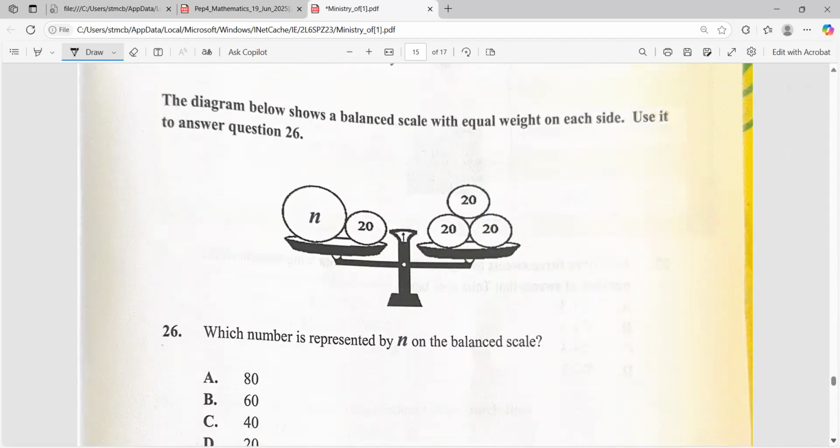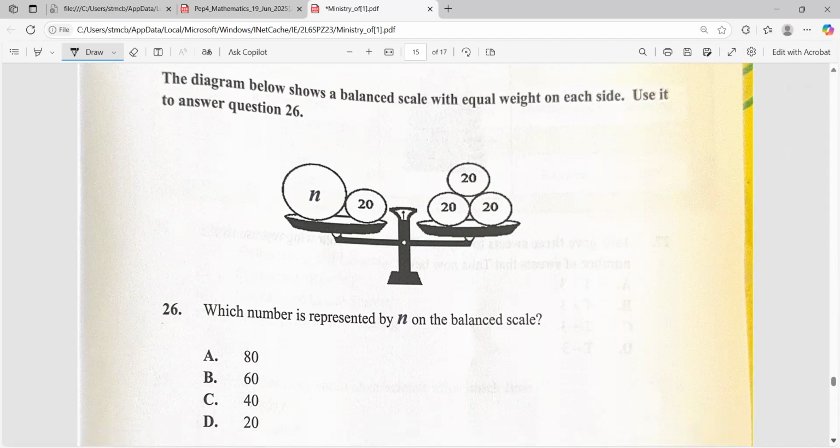The diagram below shows a balanced scale with equal weight on each side. Use it to answer question 26. Which number is represented by n to balance the scale? So here we have 20, 40, 60. So this would have been 40, right? So that would have been 40.